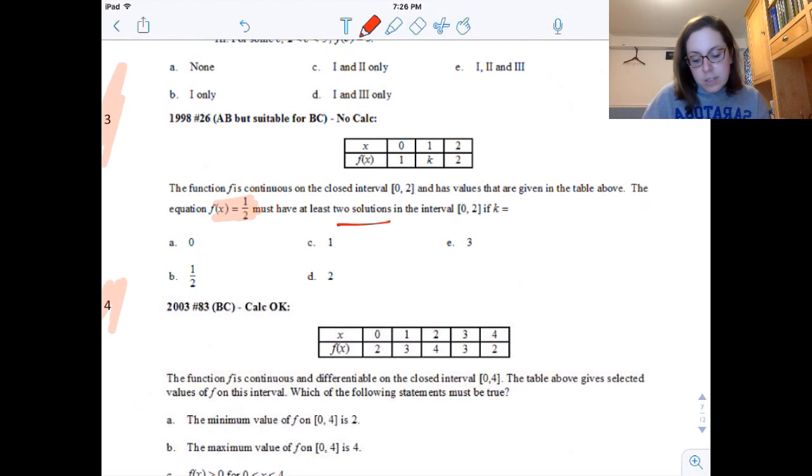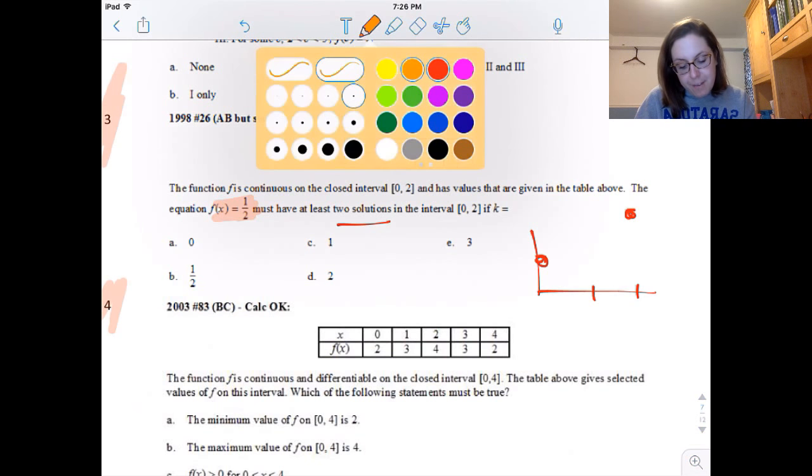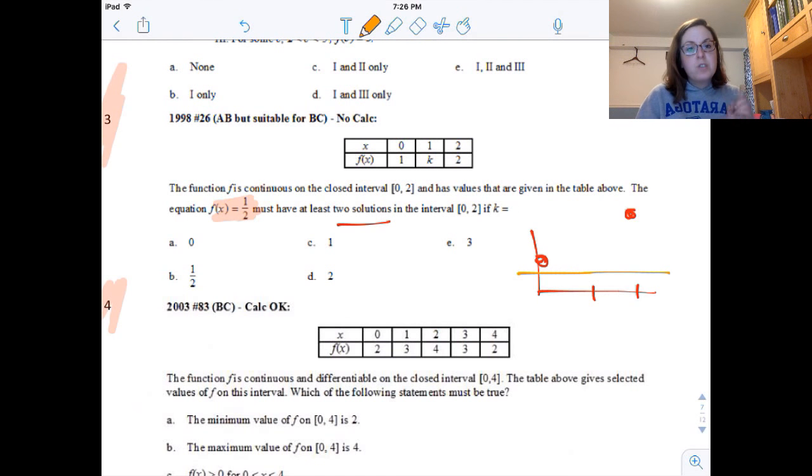So let's think about this picture, right? At 0, it's at 1. At 1, I don't know where it is. At 2, it's at 2. And I want to know where f of x equals 1/2. So we want it to equal 1/2 twice. If k was 2, let's say, let's start at D. If k was 2, if this was here, this would never actually need to go down and equal 1/2, right?